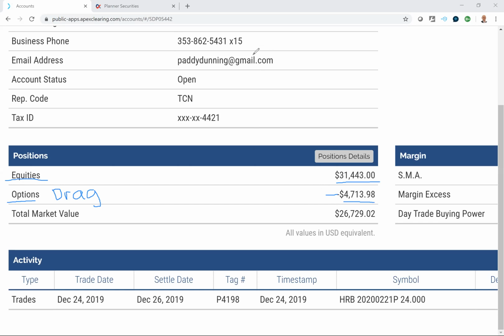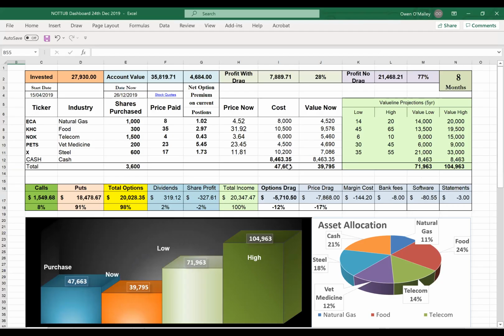So if we now take a look at the dashboard for this account, it has been trading for 8 months. It was an account where just a lump sum of $27,930 went in. The date the first trade was done was the 15th of April 2019. The date now is the 26th of December 2019. 8 months later, the value of that account is 35,819. So this account has increased 28% in value.